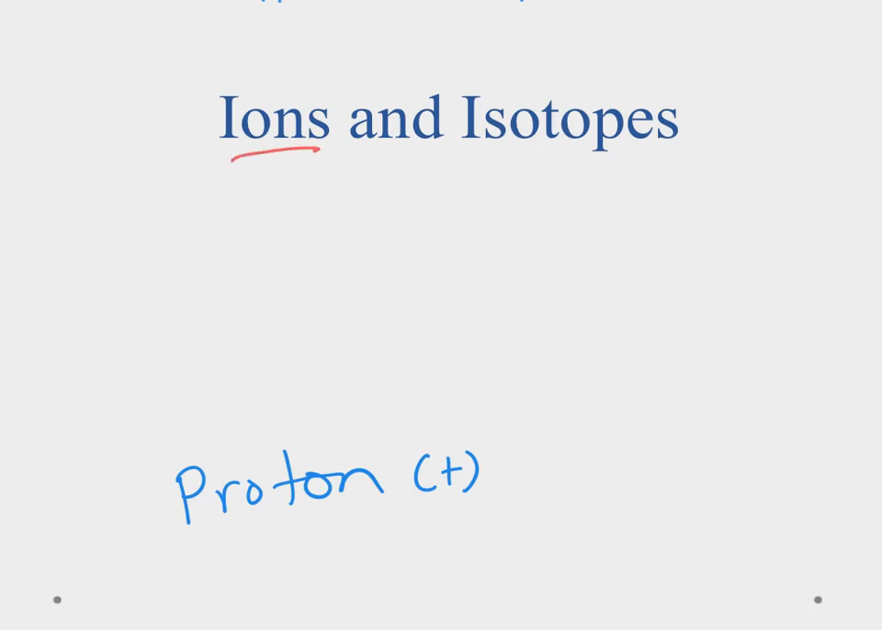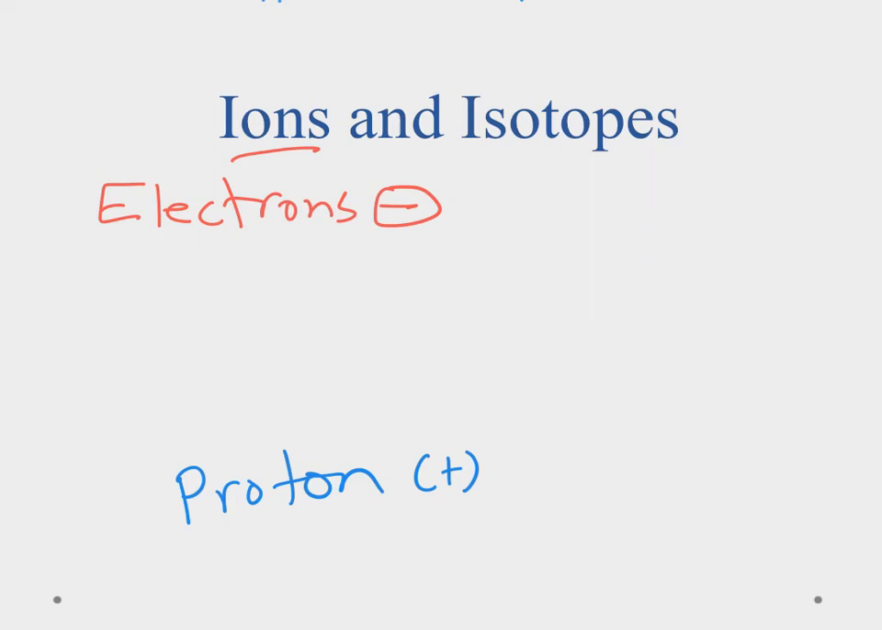Now, we have ions. Ions involve changing the number of electrons. Okay, and remember electrons have a negative charge. So if I add electrons, I make a negative ion. If I take away electrons, I make a positive ion. And an ion, quite simply, is just an atom with a charge.